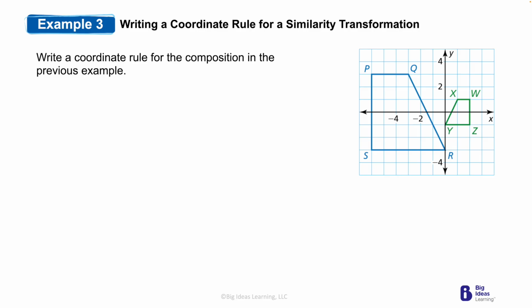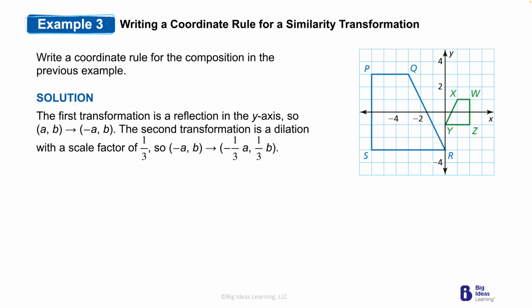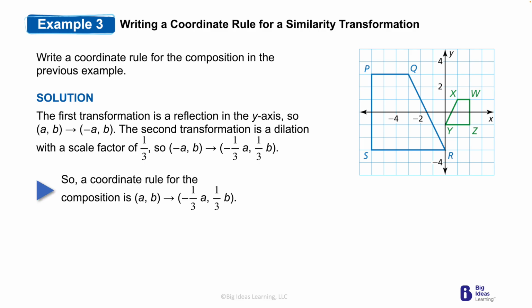So our coordinate rule, now it gets fun. So first things first was we had to reflect in the y-axis. So the rule for that, remember, is (-a, b). And then we had a scale factor of 1/3. So we just take 1/3 times (-a, b) and get (-1/3 a, 1/3 b). So your coordinate rule for the whole thing is (a, b) leads to (-1/3 a, 1/3 b). See, not that bad. Just got fractions and negative signs and letters.